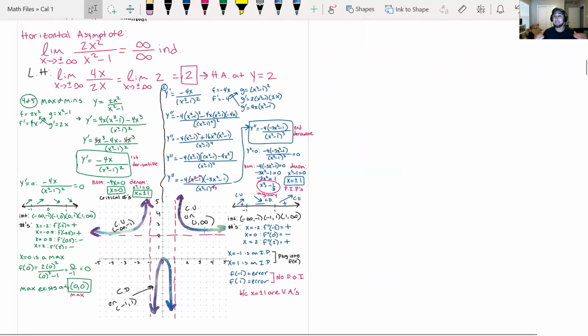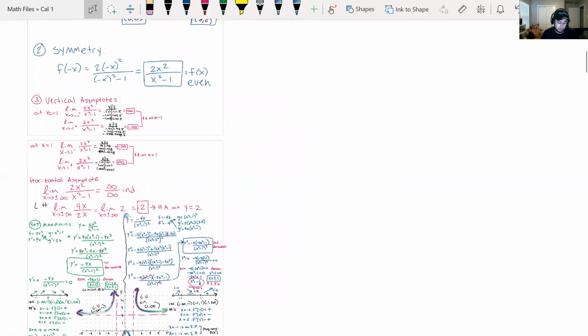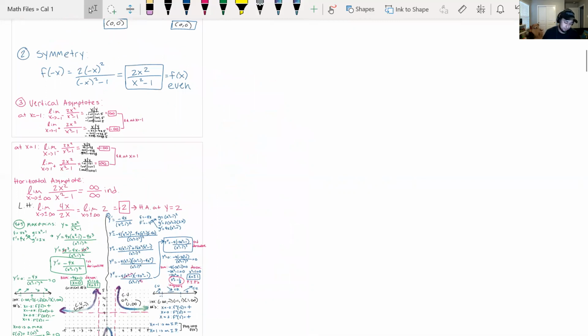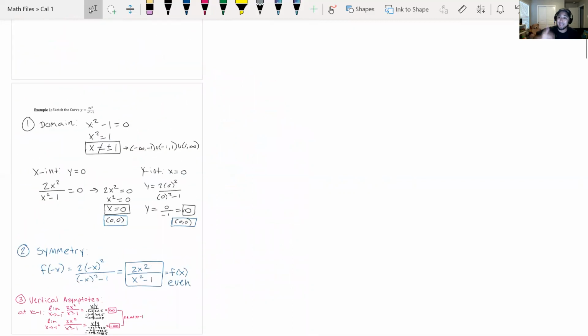So this is everything you need to do for your project. Step by step, maybe neater. Make some space. Don't make it all crunched up like I did. That's my bad. But these are the exact steps you need to follow.